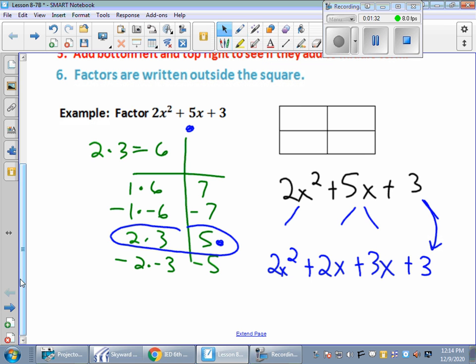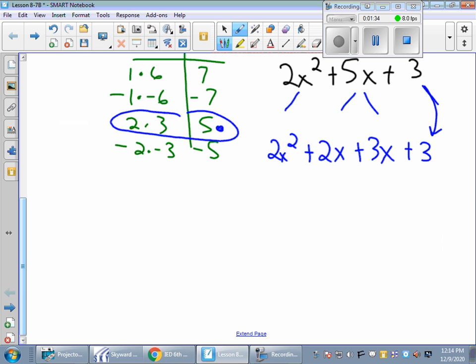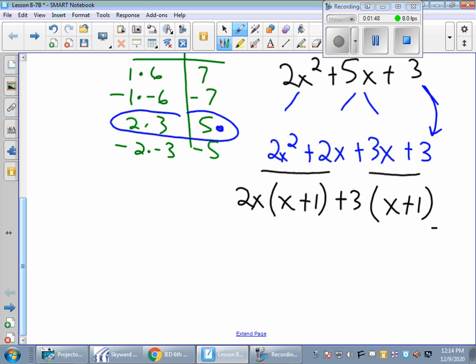And now again, we are working by grouping, which is what we've been doing for a while. What's common between these two is a 2x. If I take out 2x, I'm left with x plus 1. And over here, what's common between these two is 3. Take out a 3, I'm left with also x plus 1. These two are the same, that's great. So x plus 1 and 2x plus 3.